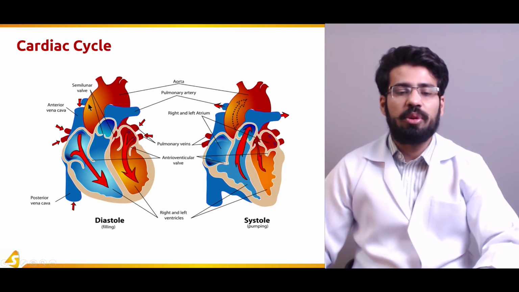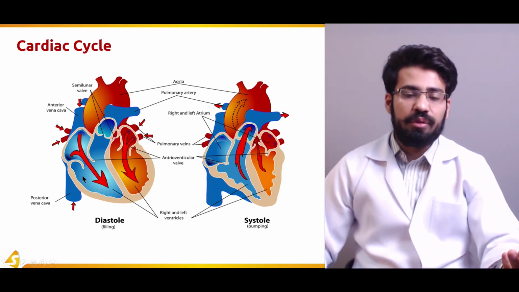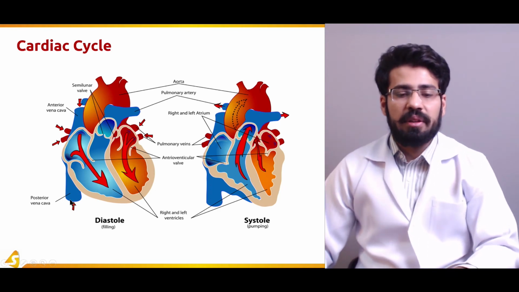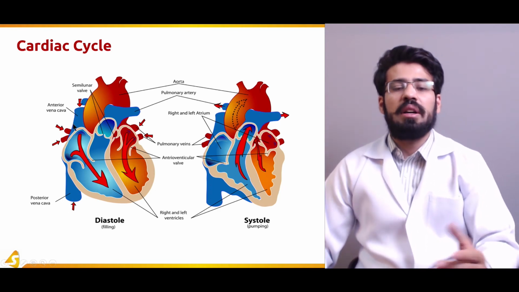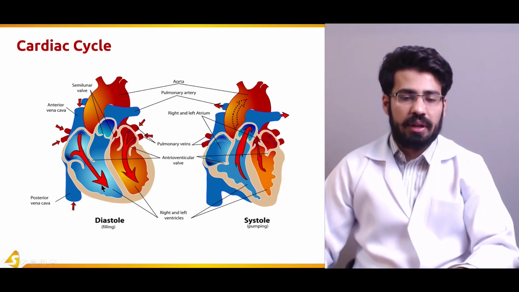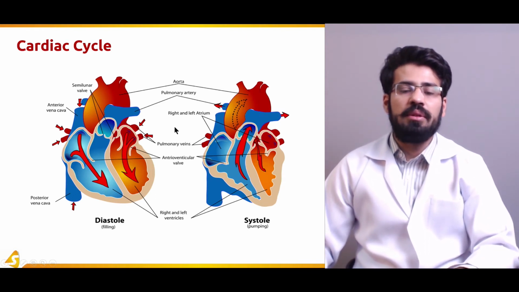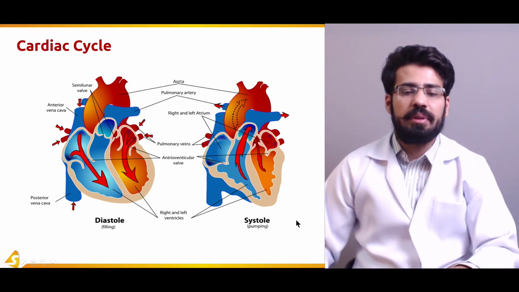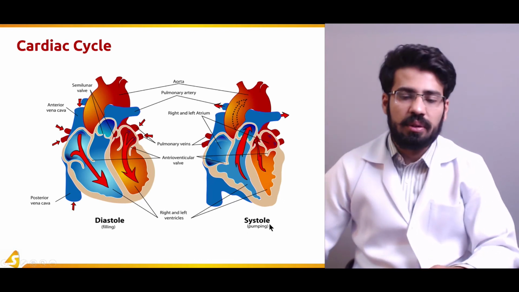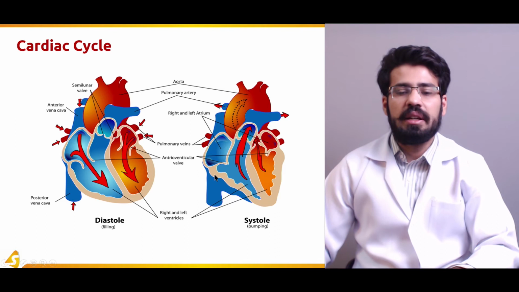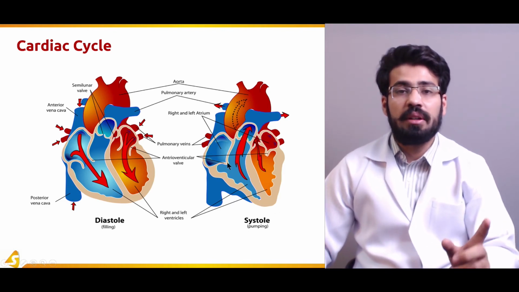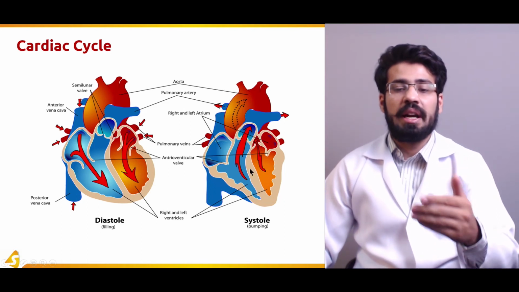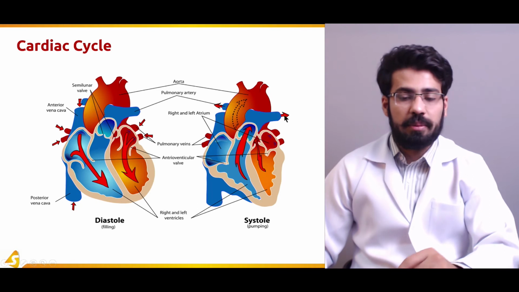They are closed at this particular moment because the AV valves are open, causing the influx of blood coming from the superior and inferior vena cava towards the ventricle, and from the pulmonary veins into the ventricles. Now, what will happen when the systole occurs? When the systole occurs, as you can see here, the atrioventricular valves will be closed so that the blood will move from the ventricle towards the aorta and towards the lungs through the pulmonary artery.